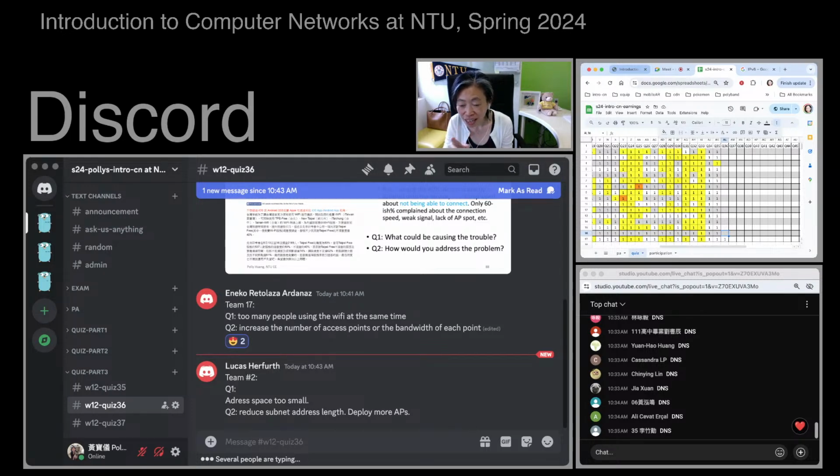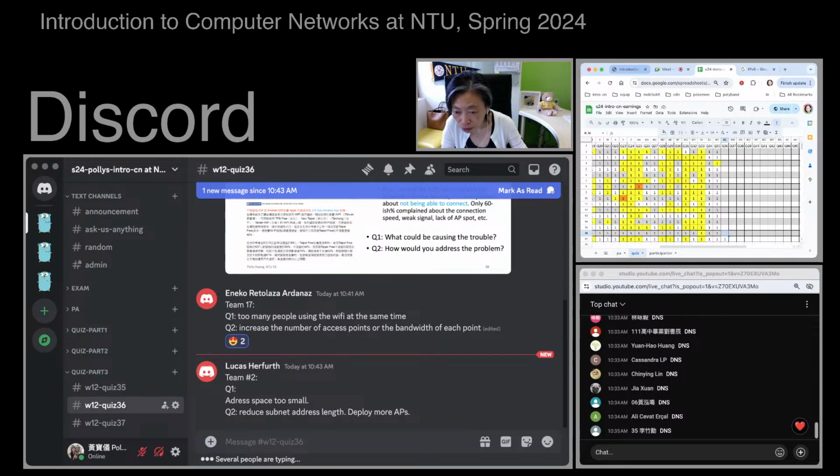So in a way, team 17 is also correct. You kind of need to have two conditions, right? Too many people, too few IP addresses. And then you have this issue. Not being able to connect. So I guess team 2 and team 17 are actually forming a team to provide a complete solution, complete answer.